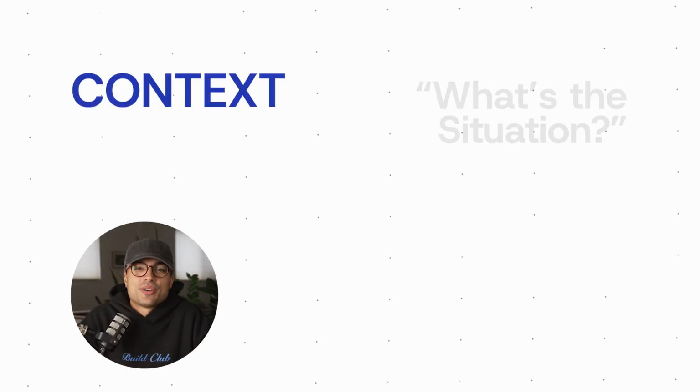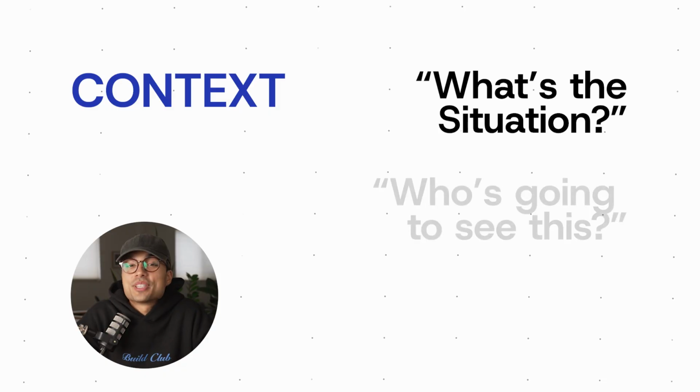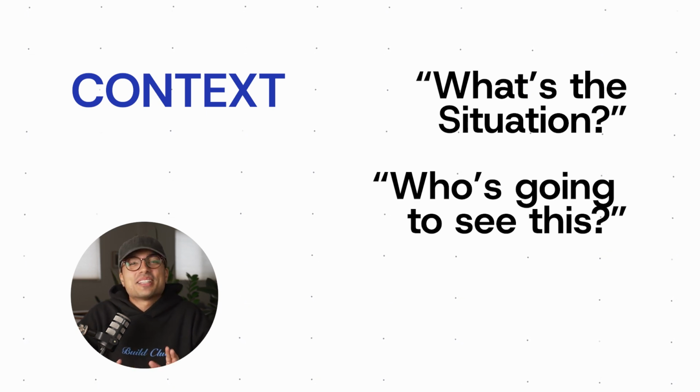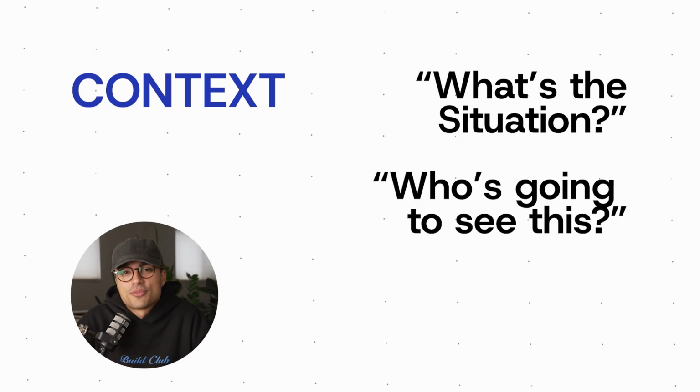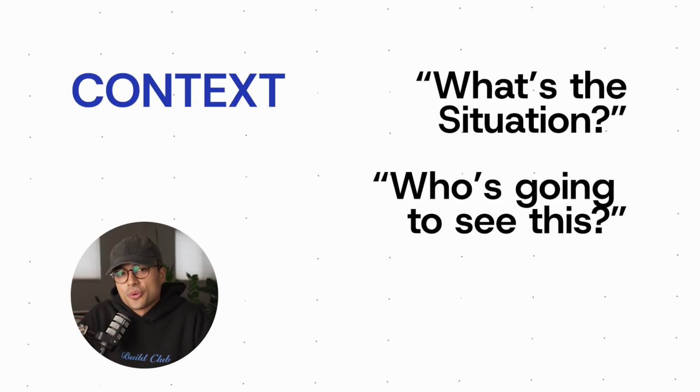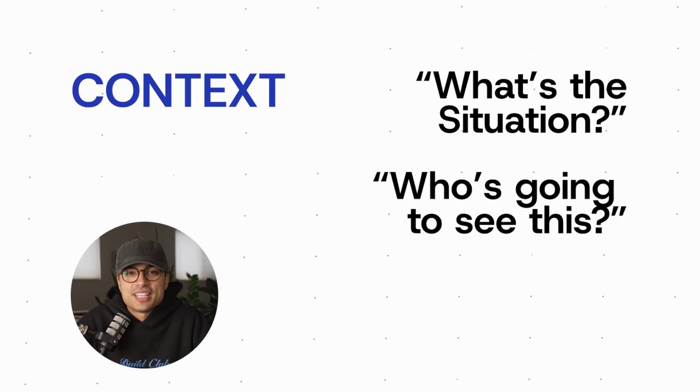Next, they might ask, what's the situation? Who's going to see this? That's the context. This is the part a lot of people might skip. But think about it. A project update for your team stand-up is a completely different document than a project update for the CEO. It's the same goal with a completely different result. If you don't tell Copilot who it's for and what the situation is, it has to guess, and it'll probably default to something generic that isn't quite right for anyone.